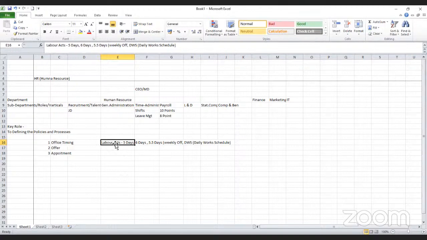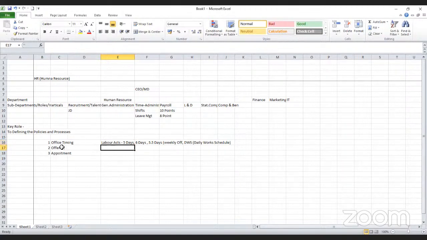Otherwise, every month, every 15 days, every quarter, every year, we have to do a lot of compliances. If you're not properly following these things, then it becomes a non-compliance for the employer. And if it becomes a non-compliance for the employer, it will hit the organization a lot. So this is what you have to understand.